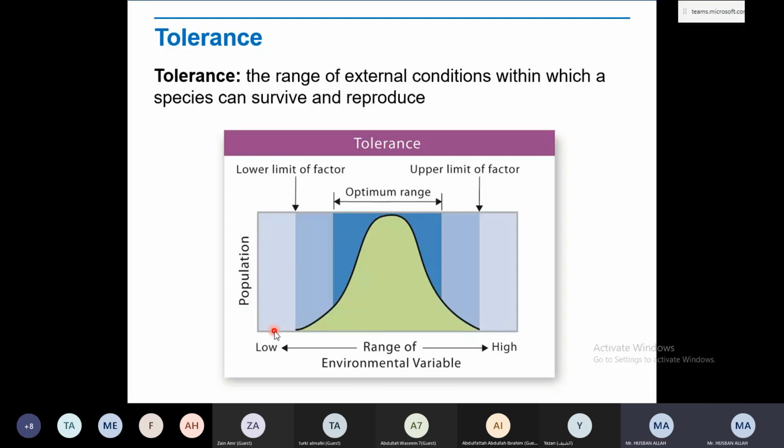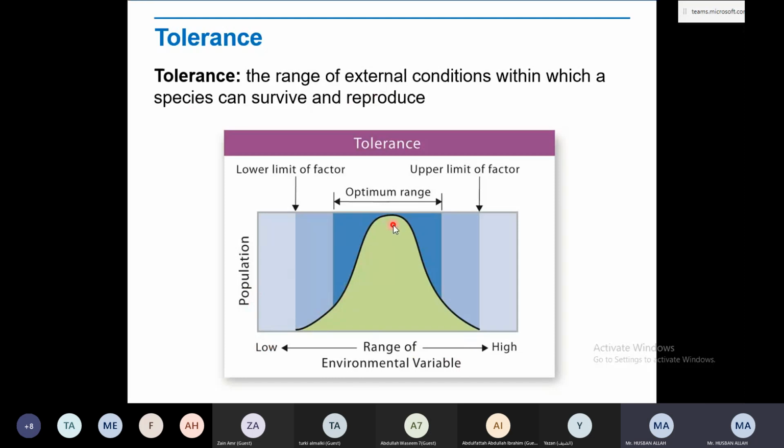Lower limit of the factors: if the range of environmental variables is very low, the population will be very small. You can see in the graph, it will be 0. But with the passage of time, as the range of environmental conditions increases, the population will also increase. About the optimum range, the optimum range is the maximum range of tolerance, where more things are available for their survival. So the range of environmental conditions will remain at the peak, and the population will be more.